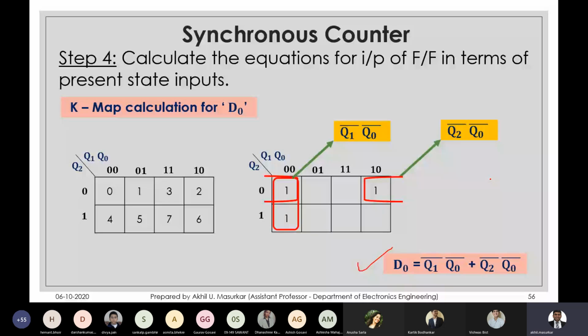Now just imagine that if they would have told us to do this using JK, we would have got a lesser number of terms, no doubt, because the excitation table of JK itself has got many don't care conditions. But the problem is that here you are only calculating D2, D1 and D0, so in all you are calculating 3 inputs of the 3 D flip-flops. But each JK flip-flop will have 2 inputs. So in a way you are calculating 6 K-maps. So design time is more, but you might get a little bit of reduced hardware. That is quite possible.